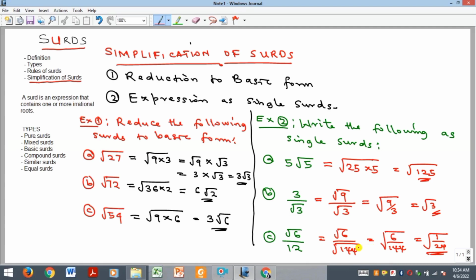And this is all about the simplification of surds. Okay, and that's where we will end it for this class. In our subsequent classes, we are going to look at basic operations in surds such as addition, subtraction, and so on and so forth.